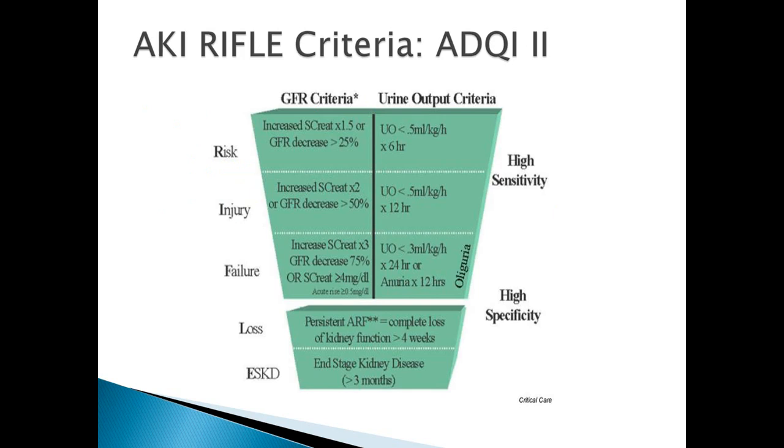So this is what's called the AKI RIFLE classification, which has been proposed now for a little bit over 10 years by the Acute Dialysis Quality Initiative. And it does just that. So it stratifies patients in what's called risk, injury, failure, and of course then loss and end stage. But what we're interested in for the purposes of AKI is the R, I, and F, and it's based on GFR criteria, so changes in creatinine or GFR and urine output. So risk would be, of course, milder, injury more severe, failure, of course, the most severe. And this is an adult classification, and it's been utilized, and it does exactly what we need it to do. So it's a multidimensional classification for acute kidney injury.